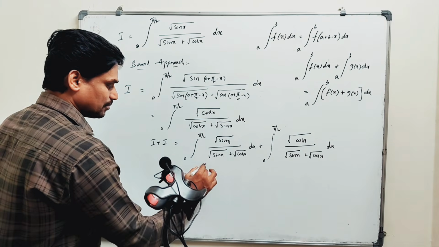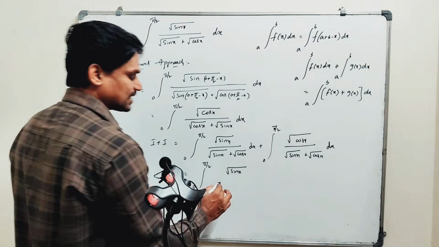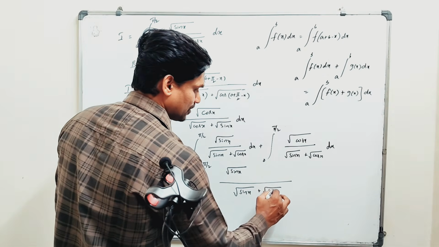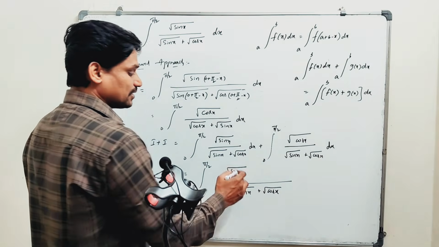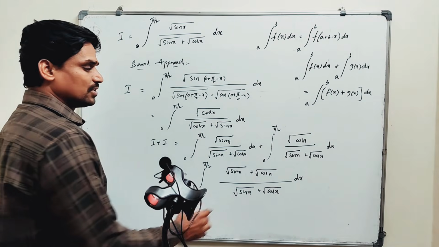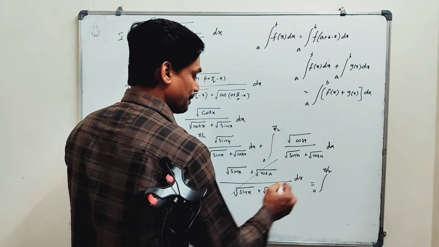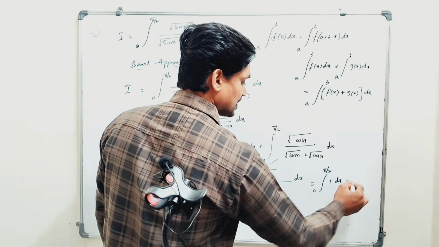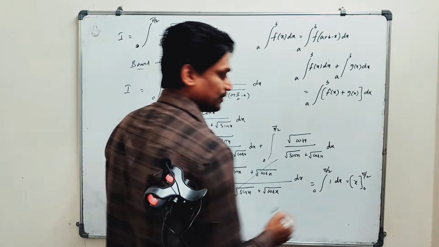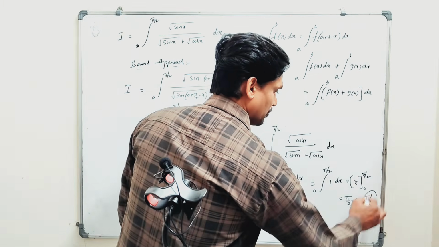So integral 0 to pi by 2, I'll get square root of sin x. So let's take the LCM at a time, which is square root of sin x plus root of cos x. So we are left with root sin x plus root cos x in the numerator, whole dx. So let's cancel this and we get integral 0 to pi by 2 of 1 dx, which is x, with the limits 0 to pi by 2. So the answer would be pi by 2 minus 0, which is pi by 2.